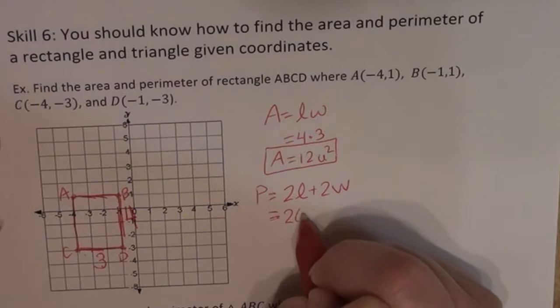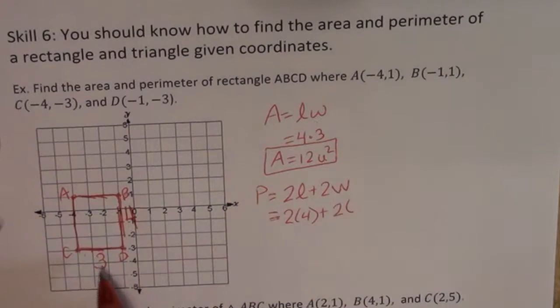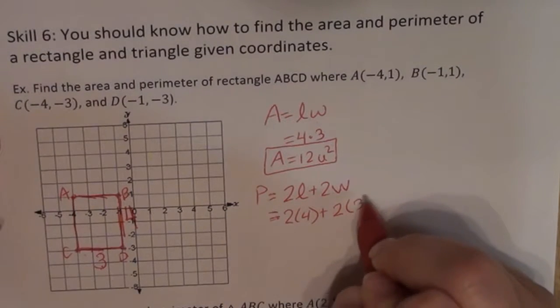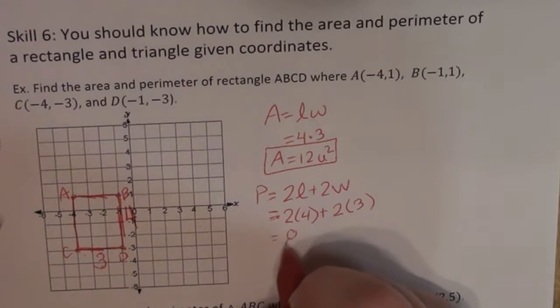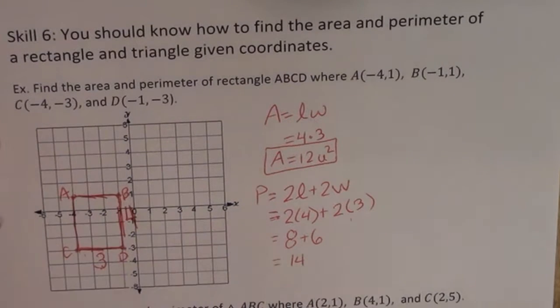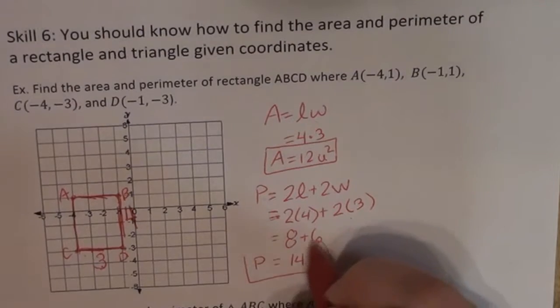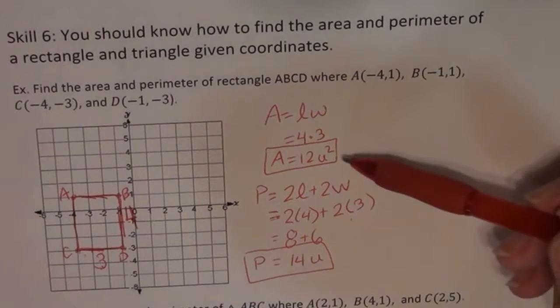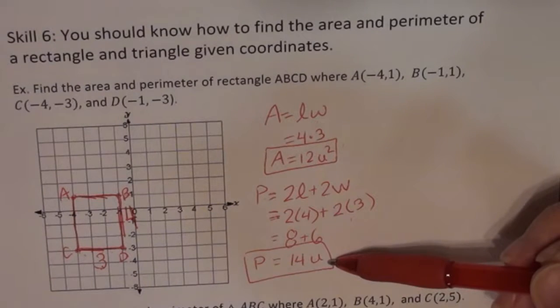So that's 2 times 4 plus 2 times the width, which we counted as 3. Order of operations, we need to do the multiplication first. So that's 8 plus 6, 14. Now for perimeter, those units are just regular units, 14 units, as our final answer. Area is units squared, perimeter is units.